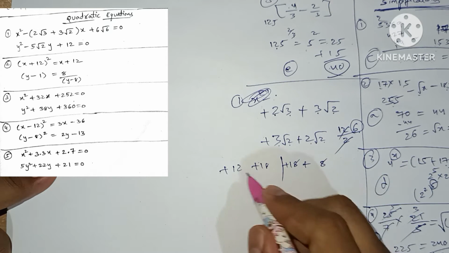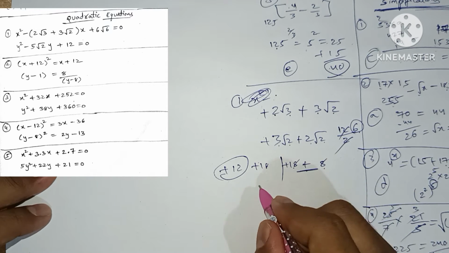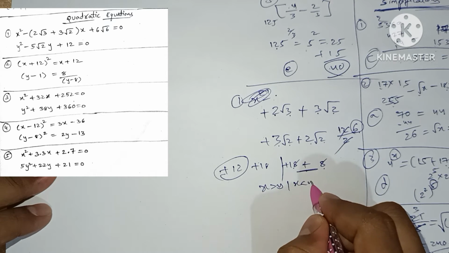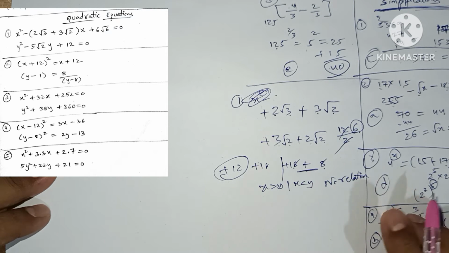Now by comparing these two, it is clear that this 12 comes in between these two numbers, 18 and 8. So x is greater than y and x lesser than y comes here, so there is no relation that can be established between these two equations.